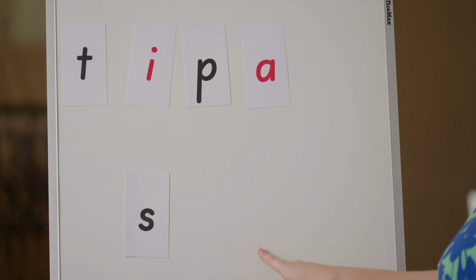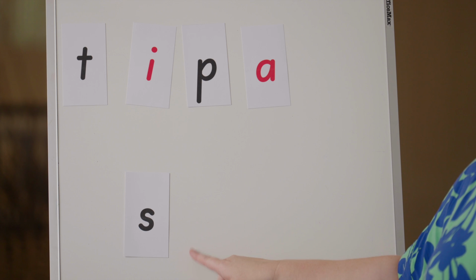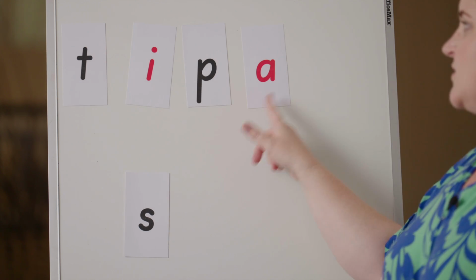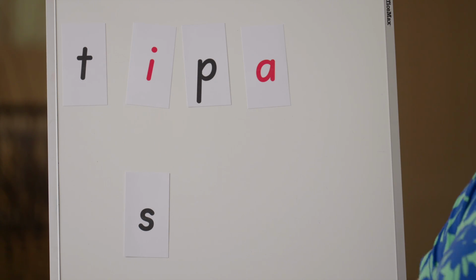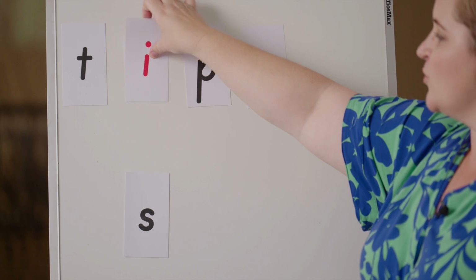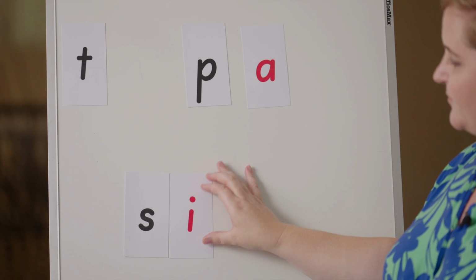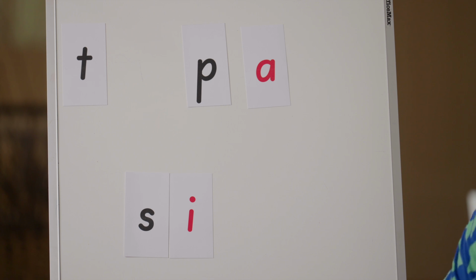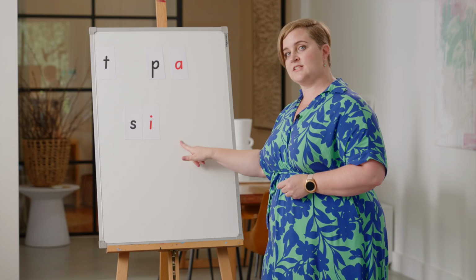S, it. That's right, it's the "it" phoneme. Which letter do we use to spell it? Yes, it's the letter I. Bring the letter I down and say it. And the last phoneme, S, it.